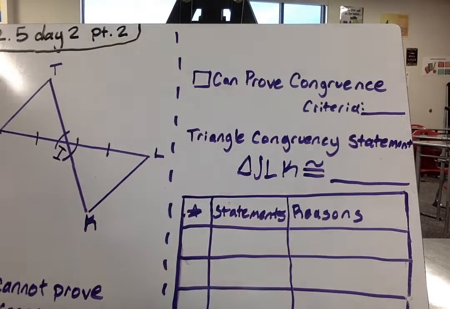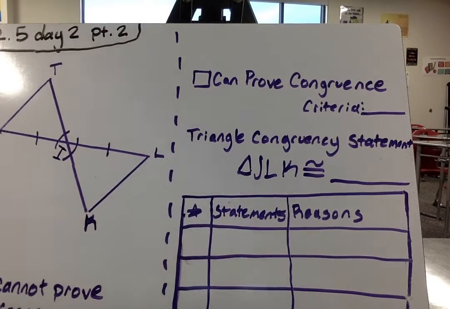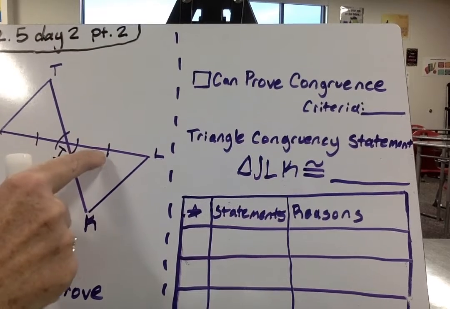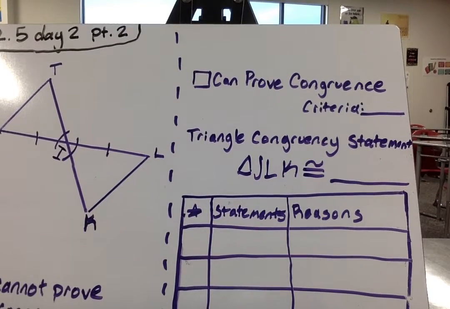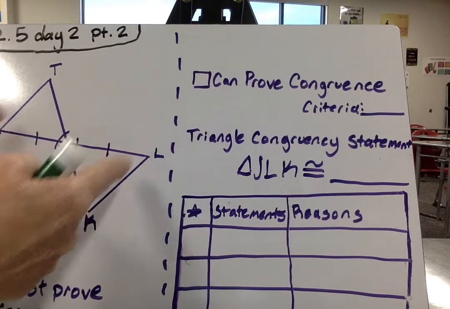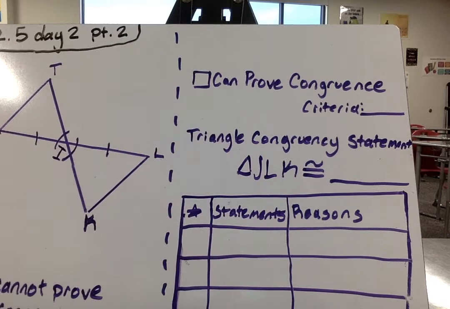Okay, we're going to go on to number 2. Now, we see that these two angles right here are congruent. This side is congruent to that side. And we're not given any other information. So we don't know if these two lines are parallel. We don't know if any other angles are congruent. So if we only know two things, then we cannot prove congruence right here.